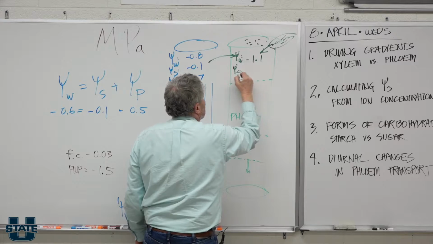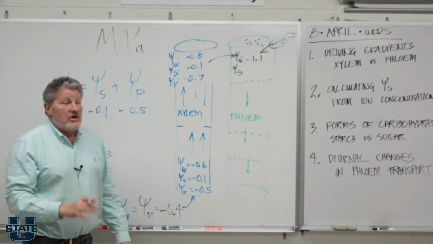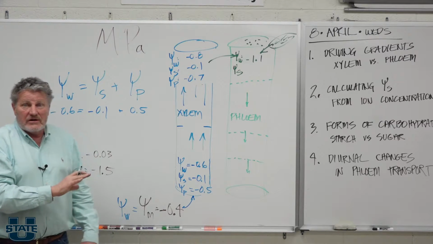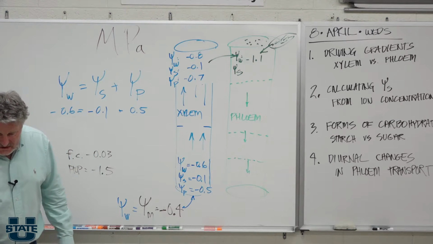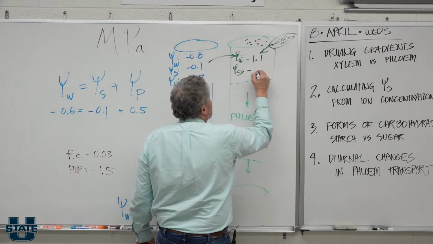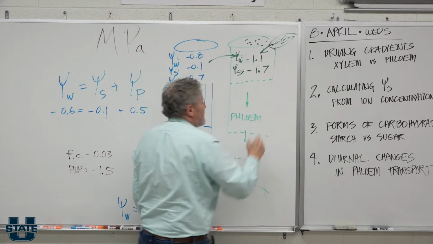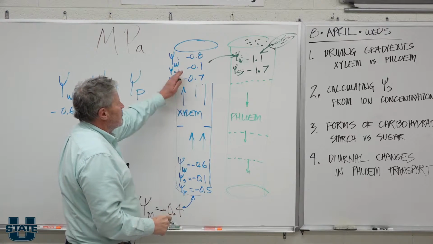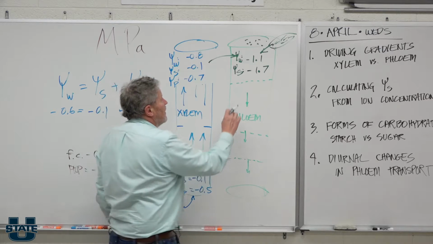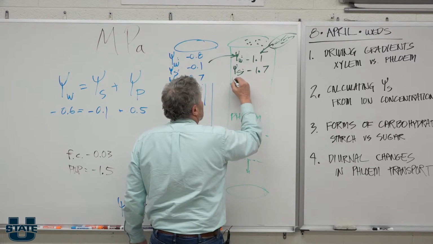Psi solutes, ooh, they're through the roof. There is so much sugar in there, it's a really negative osmotic solution. This, minus 1.7. All of a sudden we went from a dilute solution to a concentrated solution. And now we do the math.